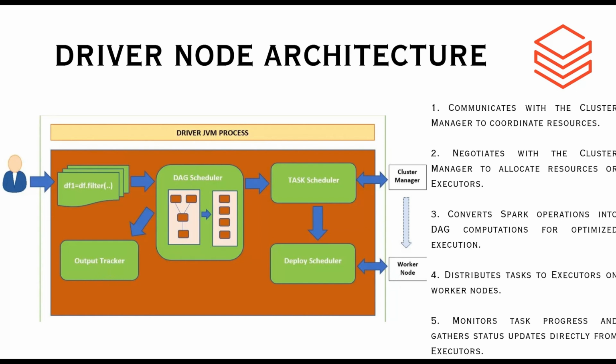So in summary, if we look at the role of this driver node, it communicates with the cluster manager to coordinate the resources. Then it negotiates with the cluster manager to allocate these resources, which is nothing but CPU and memory for the executors. Then it converts the Spark operations into DAG computations for optimized execution. It also distributes the tasks to the executors on the worker nodes. And lastly, it monitors the task progress, and it also gathers the updates directly from the executors.